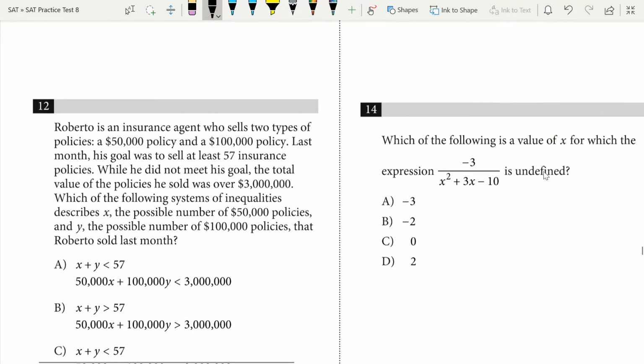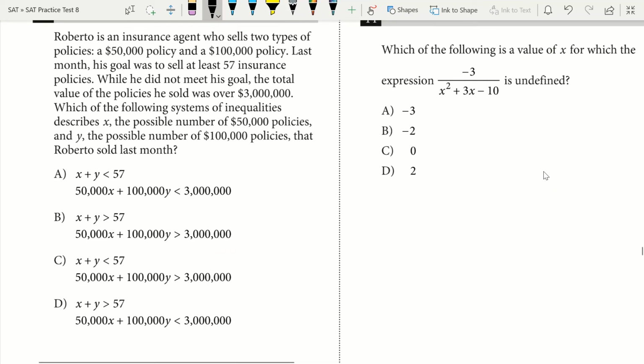Question 12. Roberto is an insurance agent who sells 2 types of policies, a $50,000 policy and a $100,000 policy. Last month, his goal was to sell at least 57 insurance policies. While he did not meet his goal, the total value of the policies he sold was over $300,000. Which of the following systems of inequalities describes X, the number of possible $50,000 policies, and Y, the possible number of $100,000 policies that Roberto sold last month?